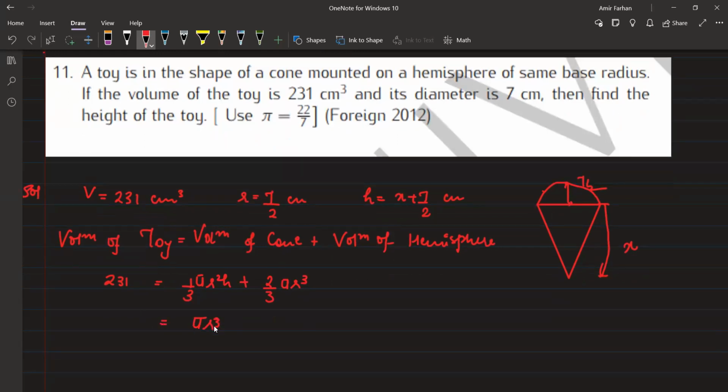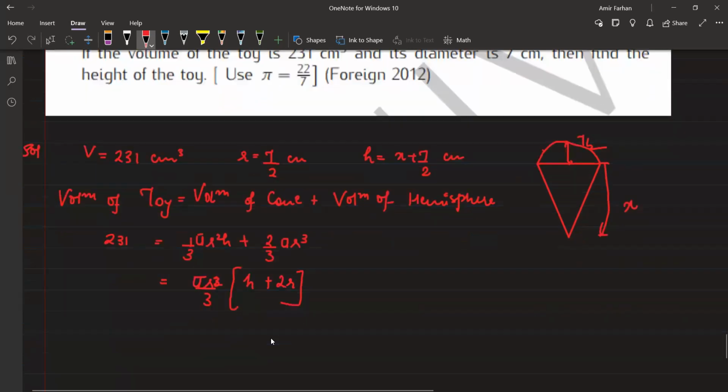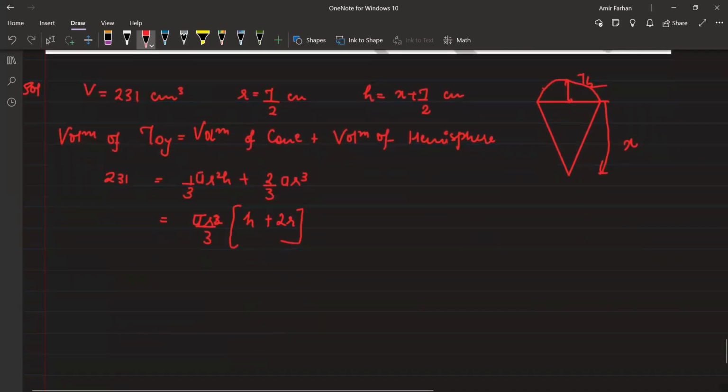Pi r square by 3, yes or no? And what will be left here? h plus 2r, sorry. Yes or no? Are you there? Yes, sir. Okay. And it is equal to 231.